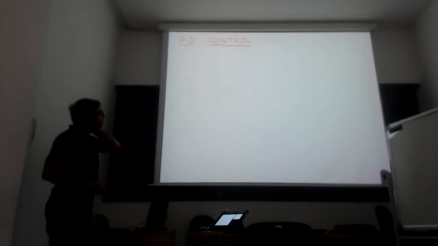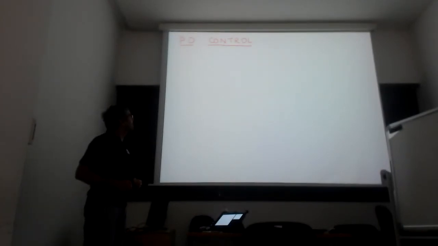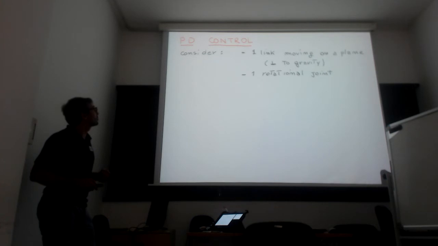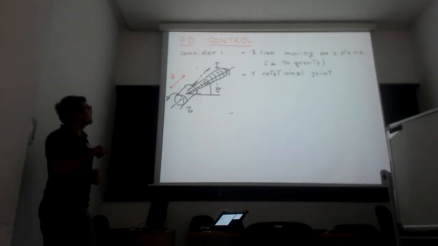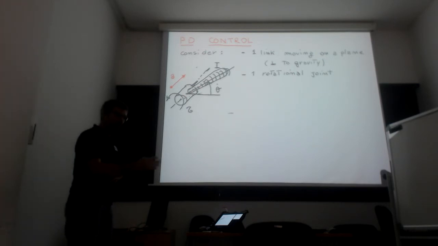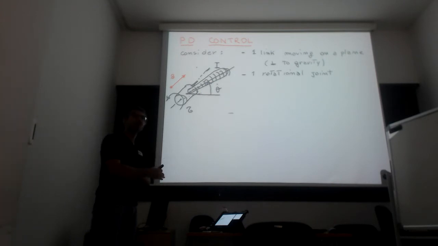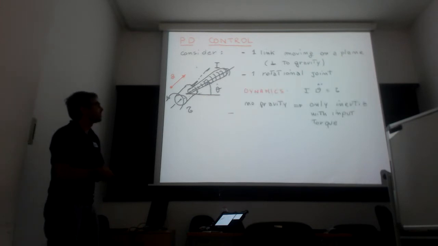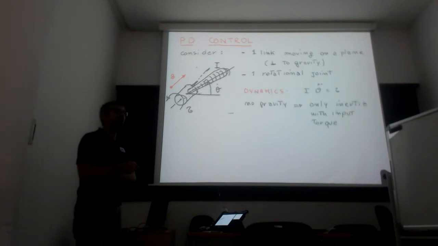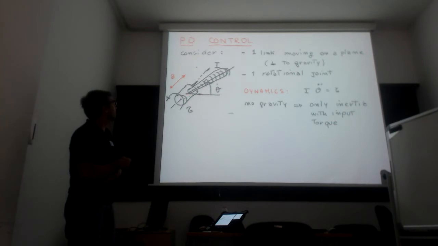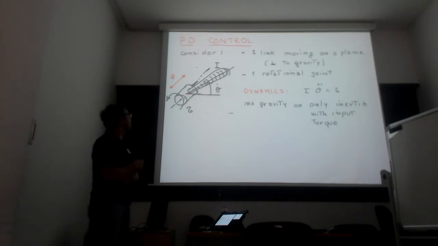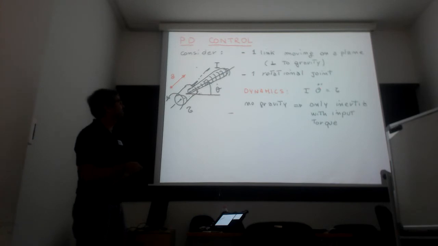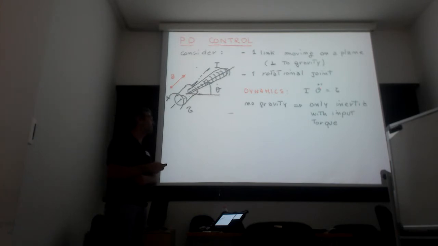So the easiest controller that you can think about is the PD controller. Let's think about a joint with a link, so a 1 degree of freedom robot, that is moving on a plane perpendicular to gravity. So gravity has no influence on this system, and we have one rotational joint. The dynamics is very simple: it's the inertia of this link with respect to this axis, times rotational acceleration, equal to torque.